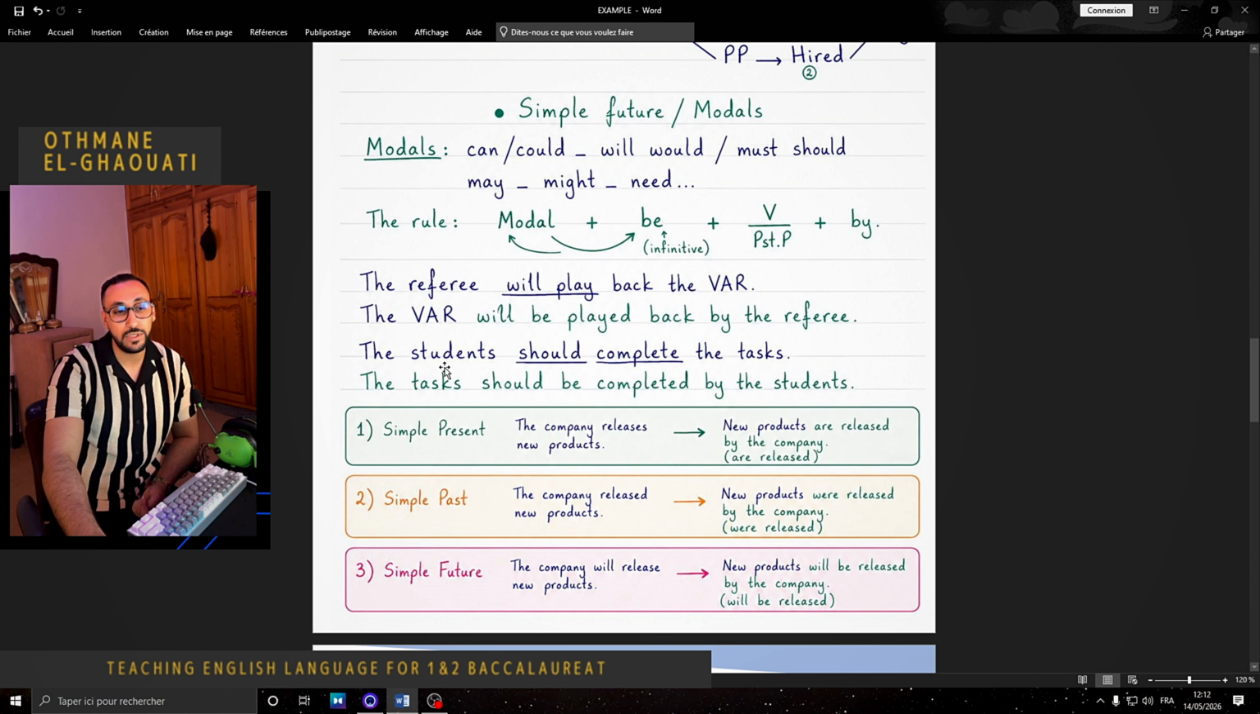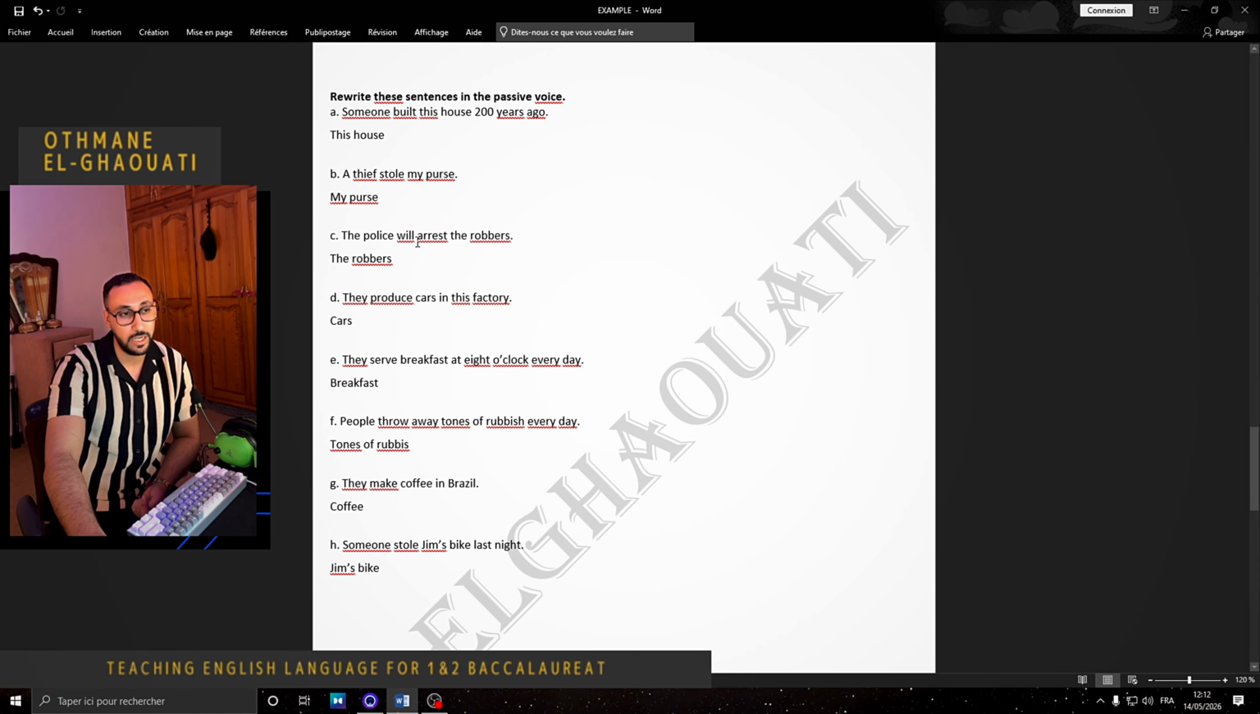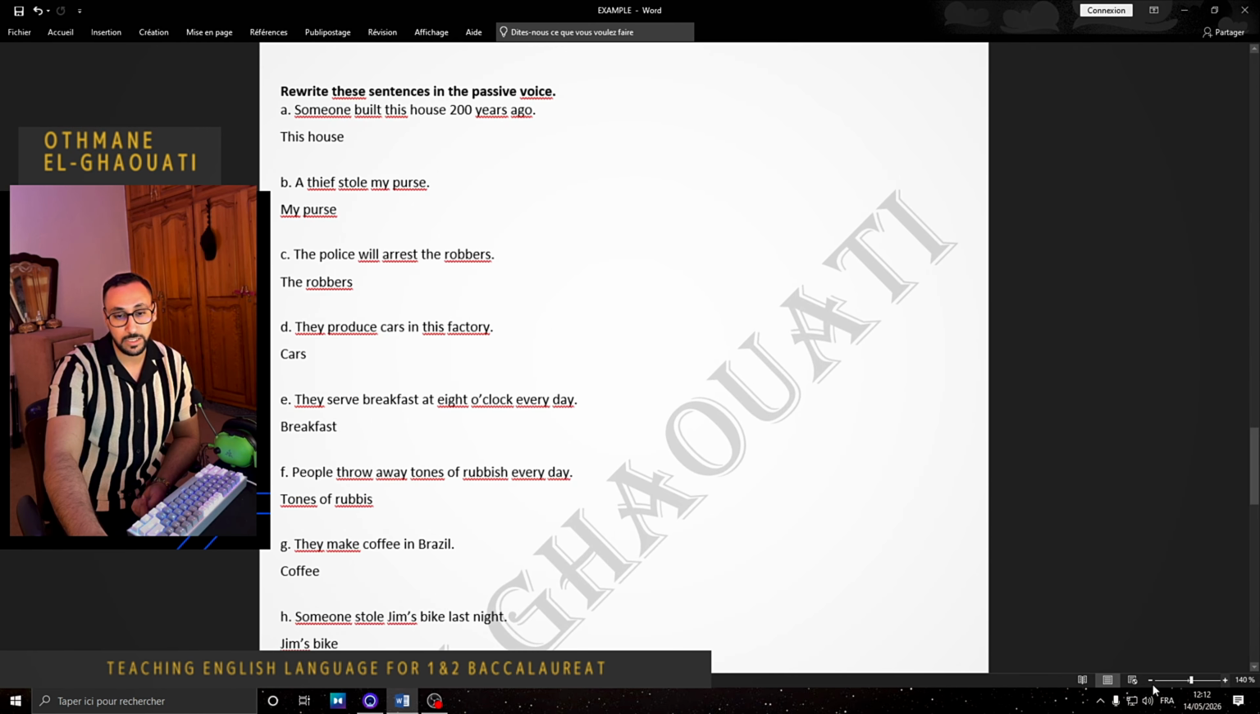Another one: the students should complete the tasks. So we have here the modal should plus the verb, which is an infinitive in the active form. Then we need something between should and complete, which is the verb to be in the infinitive, and then we transform the verb complete into the past participle, and the agent comes at the end of the sentence, which is already the subject in the active form. These are the rules, and these are the examples. Now let's put all these rules into these examples here and try to solve some problems. So first one, let's just zoom in.